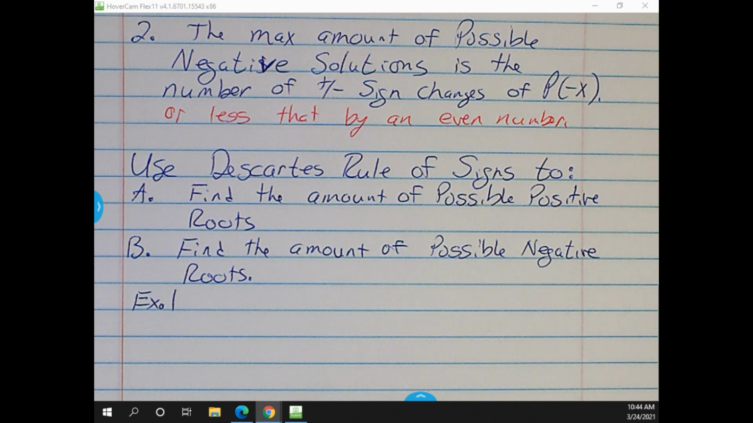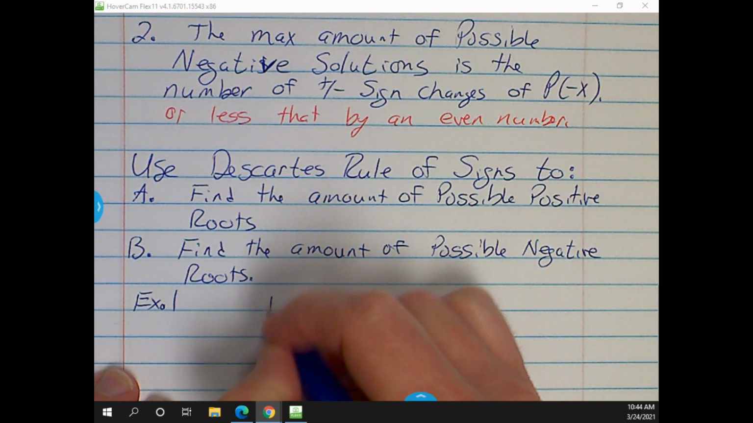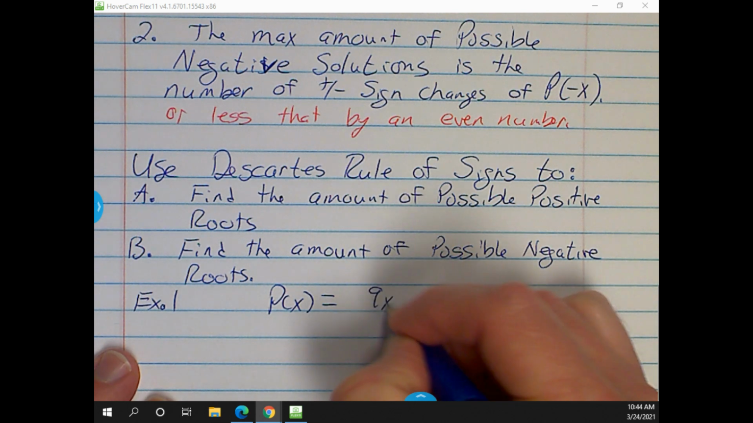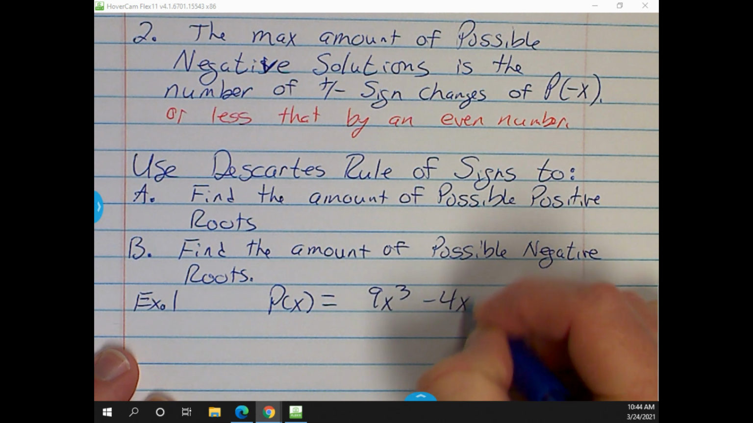Okay, so for this one, we're going to do the same thing. Let me give you a problem here, and then we'll run through it. So for example 1, let's say that our P of X is 9x to the third minus 4x squared plus 10.